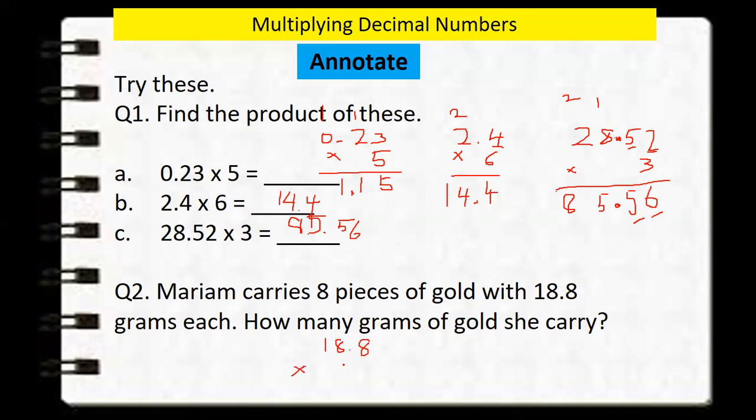18.8 times 8. Okay, so 8 times 8 is 64. So 8 times 8 is 64 plus 6 is 70. Carry 7. 8 times 1 is 8 plus 7 is 15. So, let's write it here, the bigger number. Okay, so we have only 1 decimal place. That's why I put the decimal there. Okay, it is very easy.